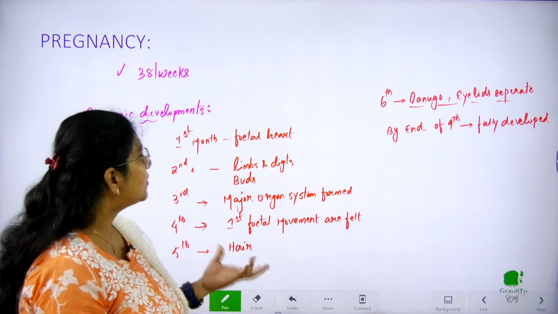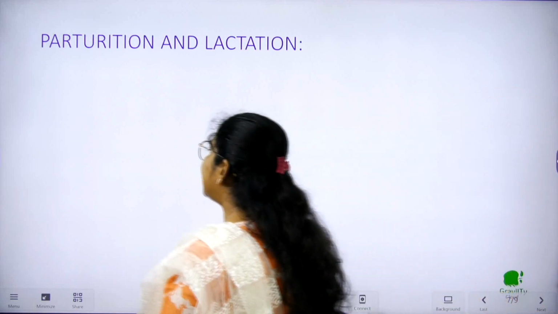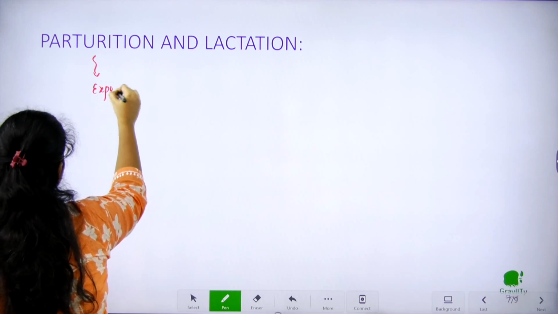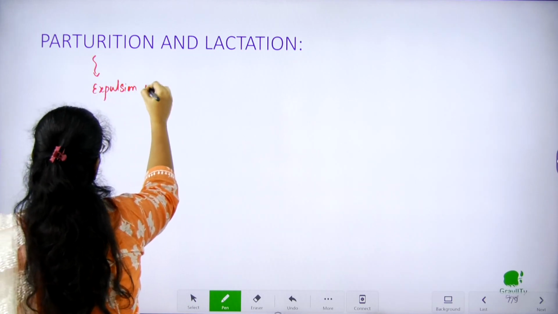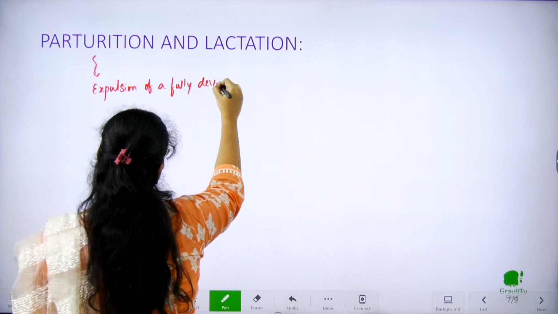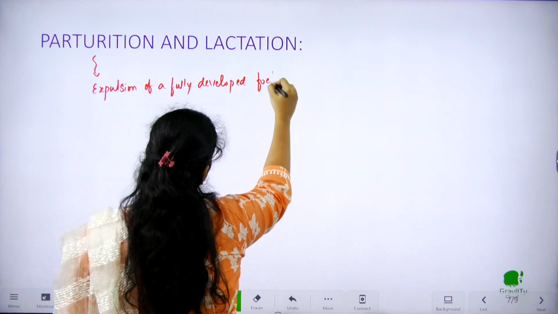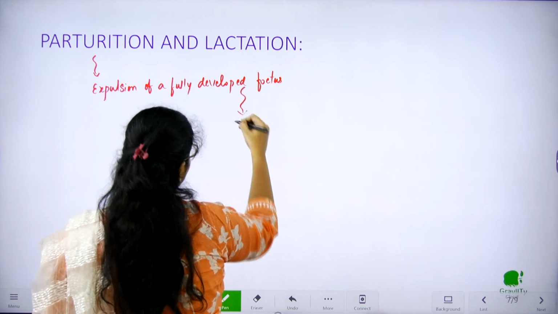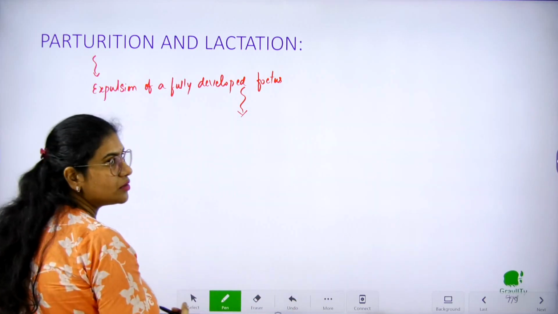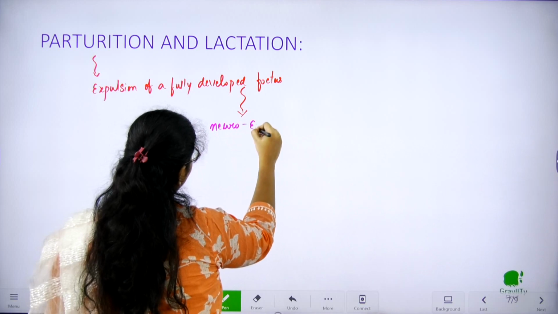Yes. Now we'll be moving to a concept called parturition. What is parturition and lactation? Guys, expulsion of a fully developed fetus is called parturition. And this is a neuroendocrinal mechanism. The nervous system is involved as well as the hormonal system. Parturition is a neuroendocrinal mechanism.